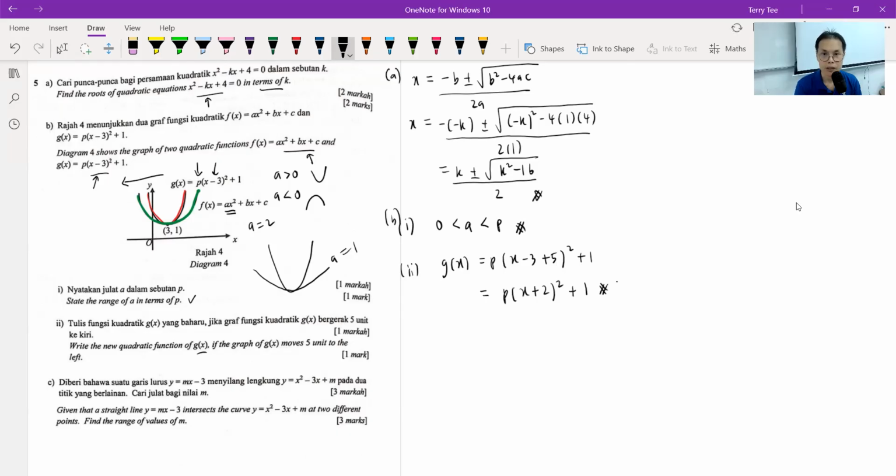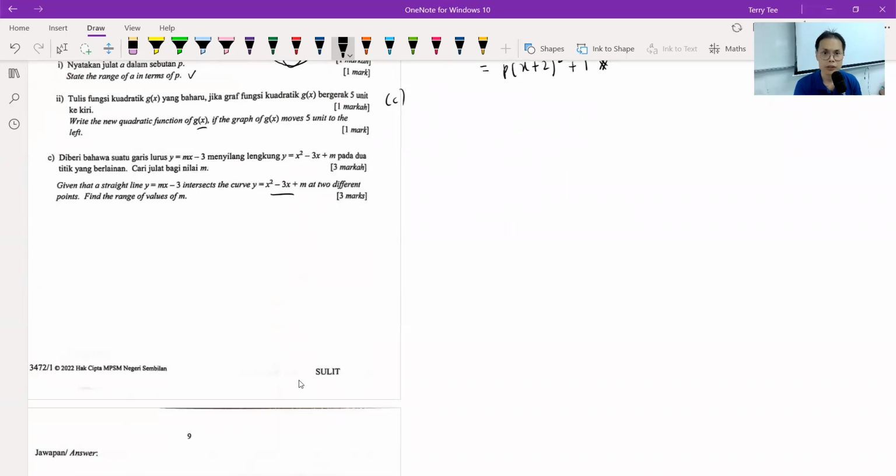All right. Moving on to C. Given that the straight line y equals mx minus 3 intersects the curve y equals x squared minus 3x plus m, okay, maybe I do it over here. They're unrelated to the previous part. At 2 different points, find the range of values of m.